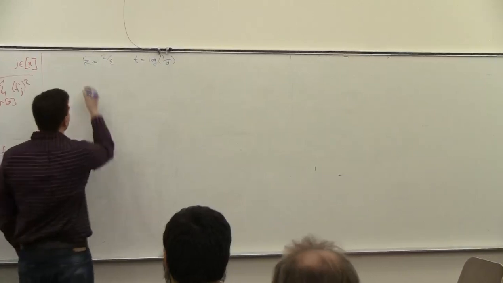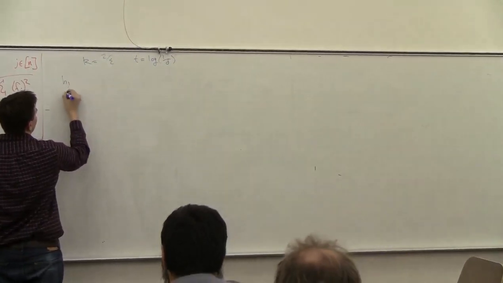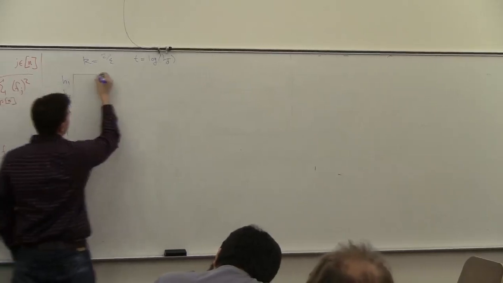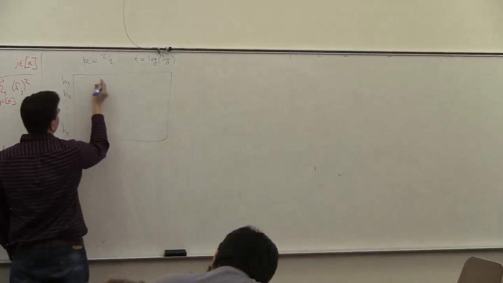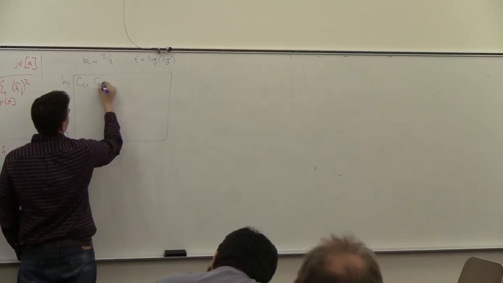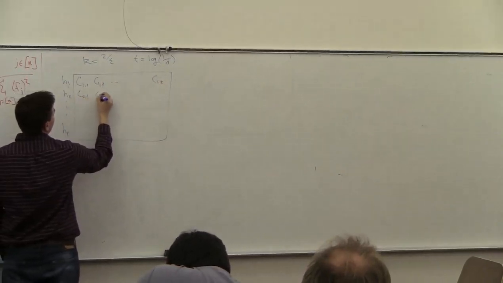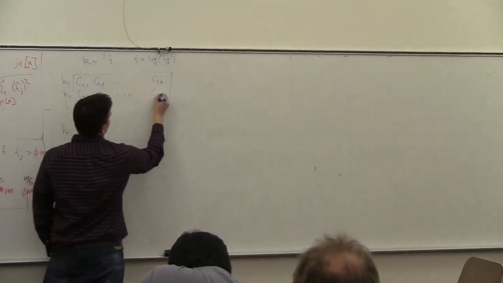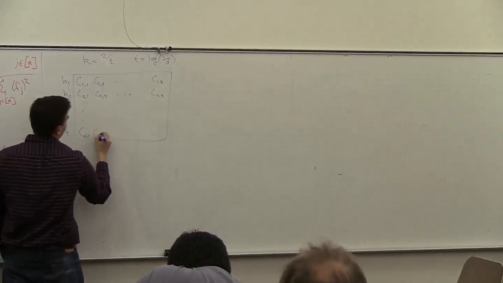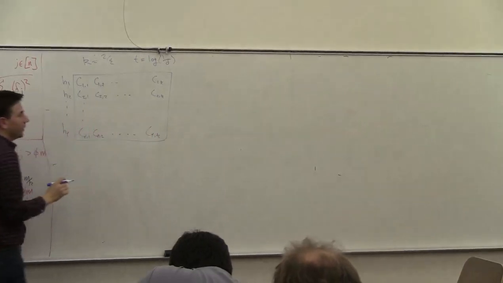So then we're going to have t of these hash functions, h1 to ht, and for each hash function, we're going to have k counters. So this is counter c11, c12, up to c1k. This is c21, c22, c2k, and ct1. We're going to keep t times k counters.